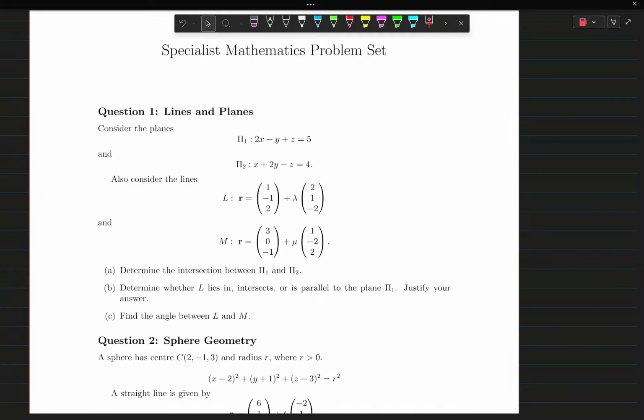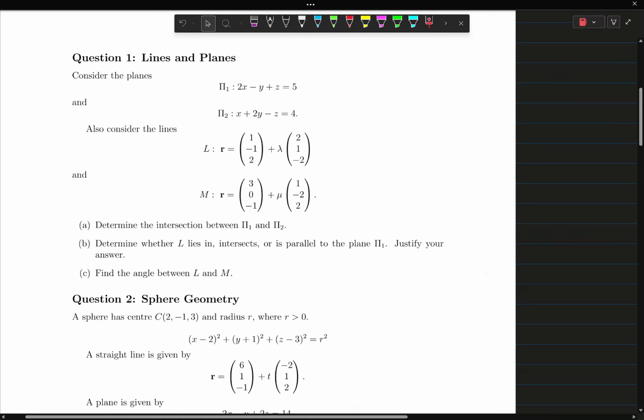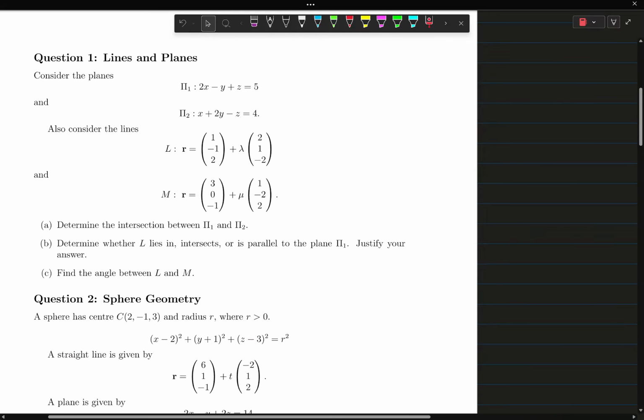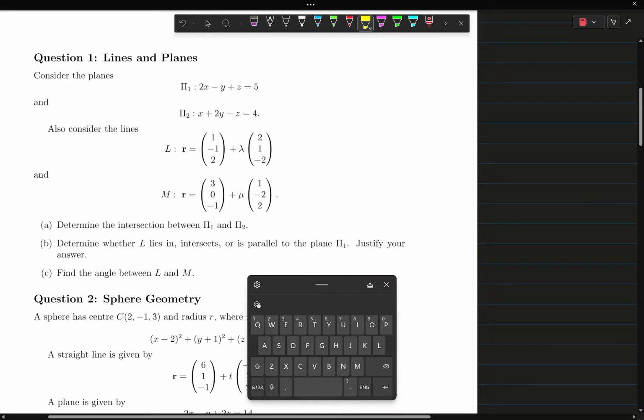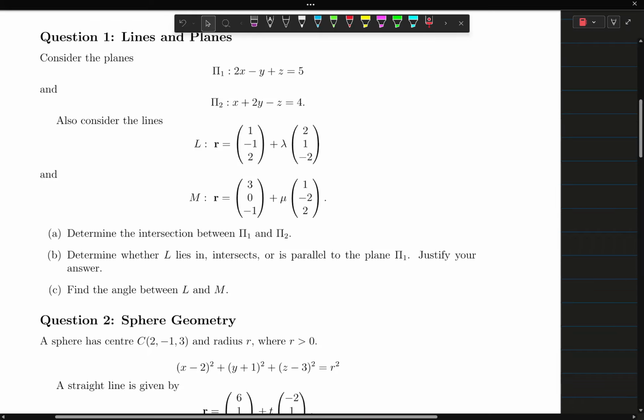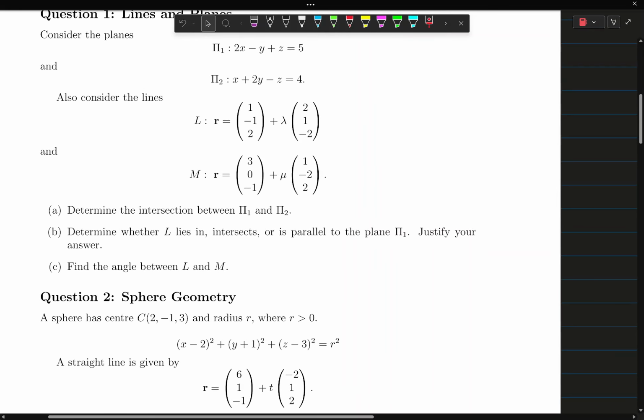Alright, it's 6:41. I will start going through the question now. Question 1 for the lines and planes. So let's look at what we've got. We have 2 planes given to us and 2 lines given to us. We need to find the intersection between plane 1 and 2. Does anyone know how to do that?